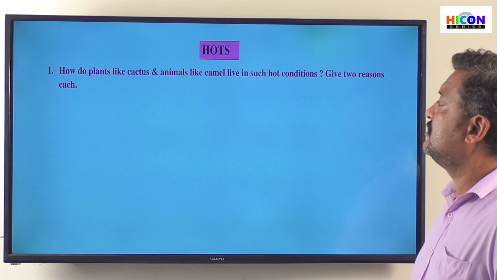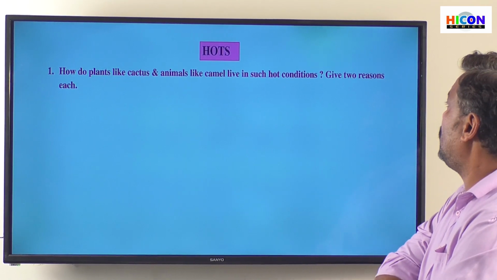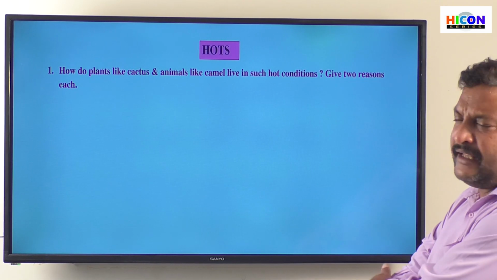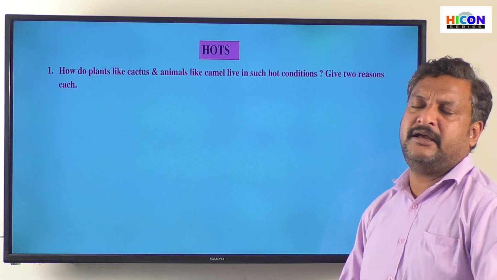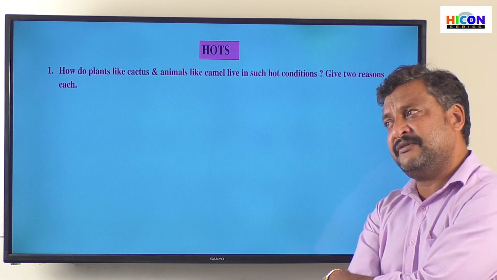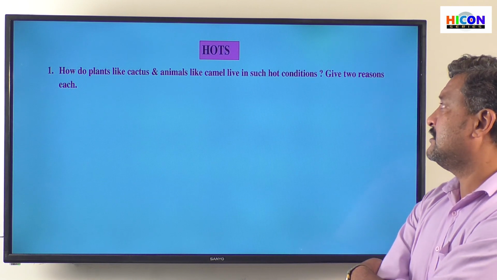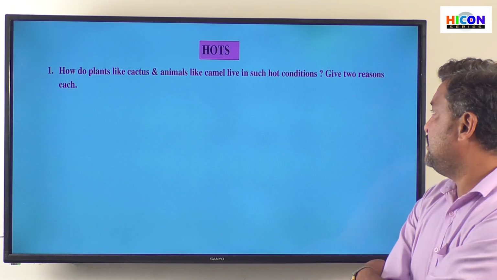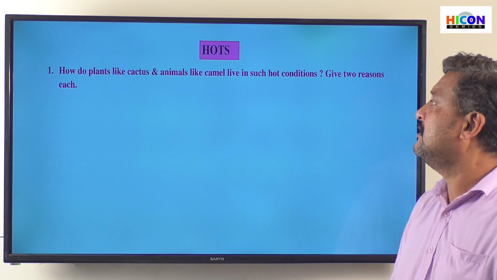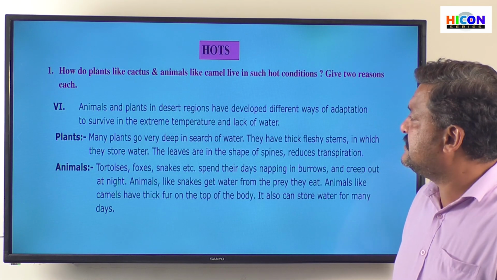Now, how do plants like a cactus and animals like a camel live in such hot conditions? Give two reasons each. So, we have seen that the vegetation, plants or animals in the desert region is very scarce. We can see only some specific kinds of plants there, like the cactus. And very few animals like a camel live in the desert region. So how is it possible for plants like a cactus and animals like a camel to live in the desert? We need to give two reasons each. So what are the reasons?